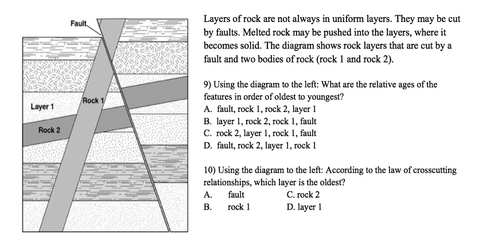Question 9. Layers of rock are not always in uniform layers. They may be cut by faults. Melted rock may be pushed into the layers where it becomes solid. The diagram shows rock layers that are cut by faults in 2 bodies of rock, Rock 1 and Rock 2. Using the diagram to the left, what are the relative ages of the features in order of oldest to youngest?